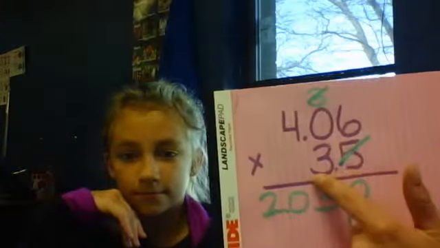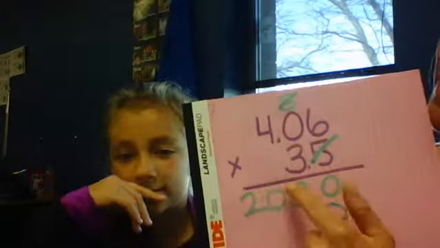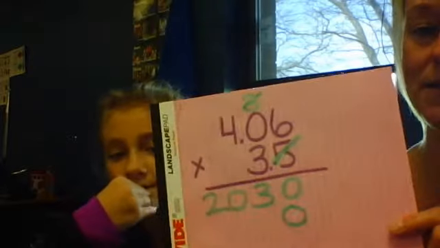Okay, so now we're going to start again. So Grace, what's the first thing that we're going to do here? 3 times 6, which is? 30. Not 30. Try again. Oh, 18. Very good. Okay, so I'm going to put my 8 down here. I'm going to carry my 1.